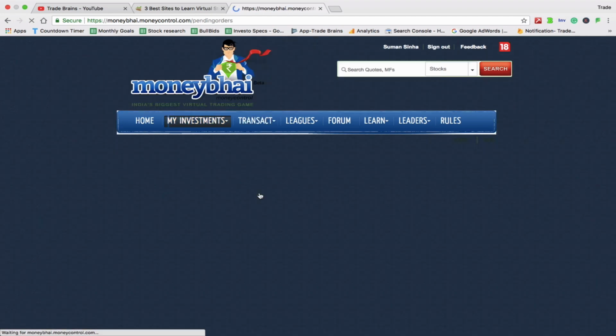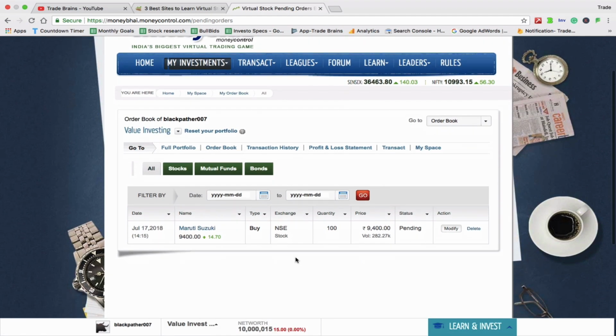You can go in the order book, and here you can see that it's pending. Now you can see here that from rupees 9398 it moved to rupees 9400. So it might be possible that the stock will move up and up and never go down, then your transaction will never be complete.